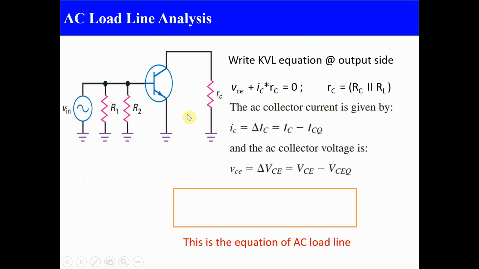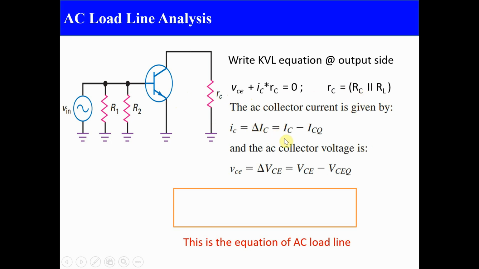So this is the circuit we have considered earlier. Now when we apply KVL to this circuit, we get this equation: VCE plus IC into RC is equal to 0, where VCE and IC are AC quantities, AC voltage and AC current, because this is the AC equivalent circuit, right? And this small rc represents RC parallel RL.